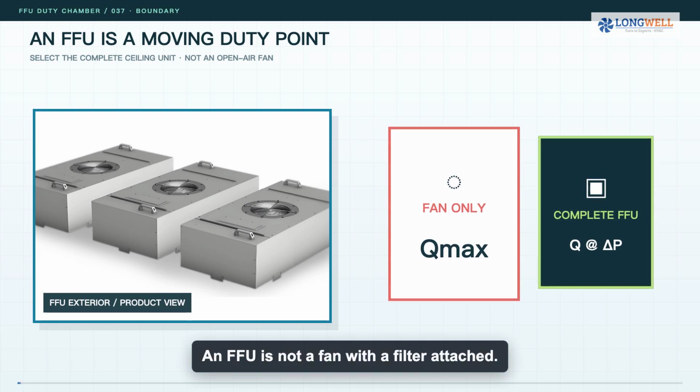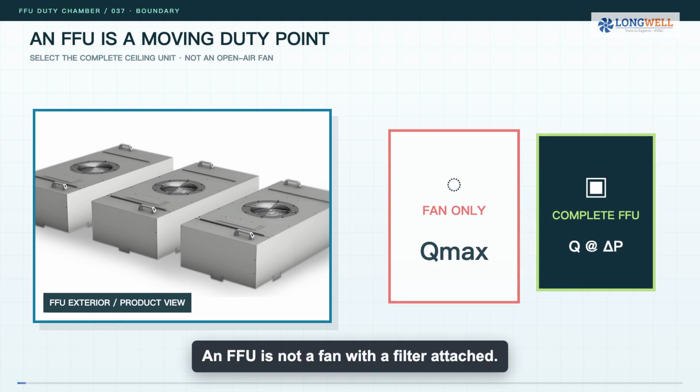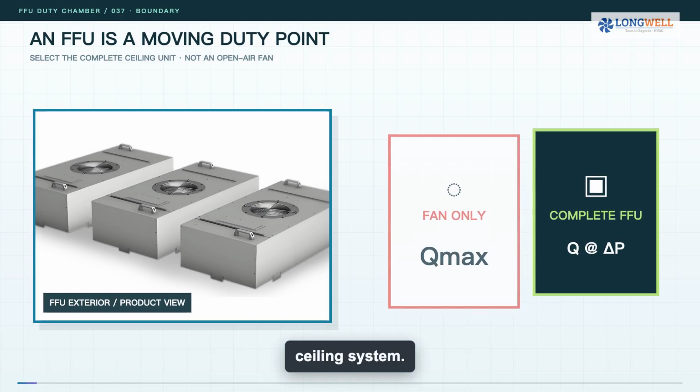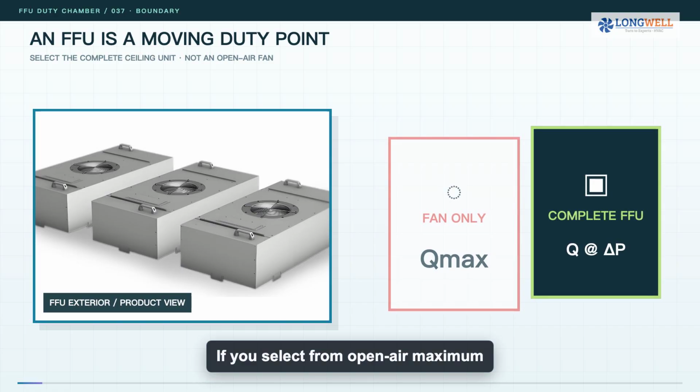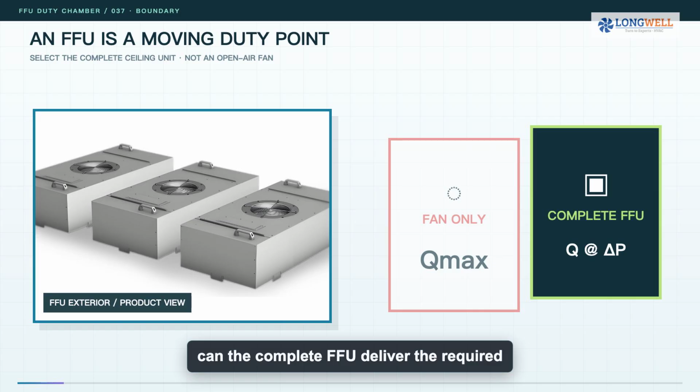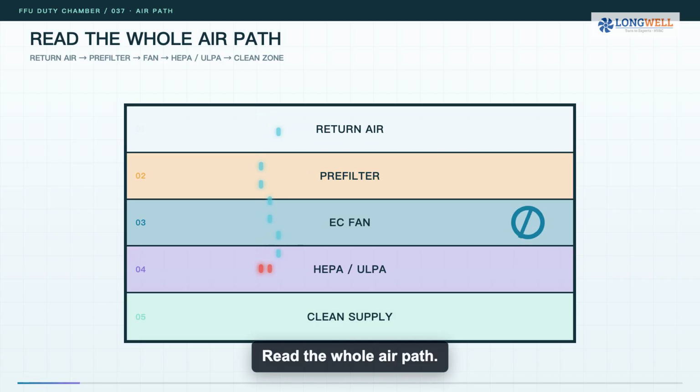An FFU is not a fan with a filter attached. It is a moving duty point inside a sealing system. If you select from open air maximum flow, the unit may miss airflow as soon as the real filter and casing are installed. The useful question is, can the complete FFU deliver the required module airflow through its full resistance range? Read the whole air path.